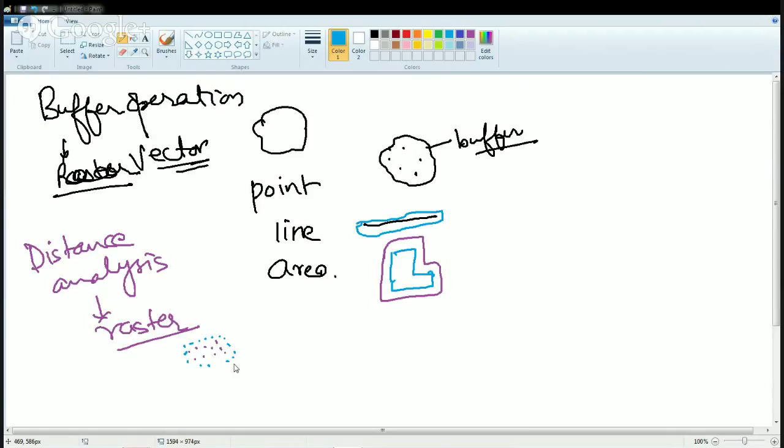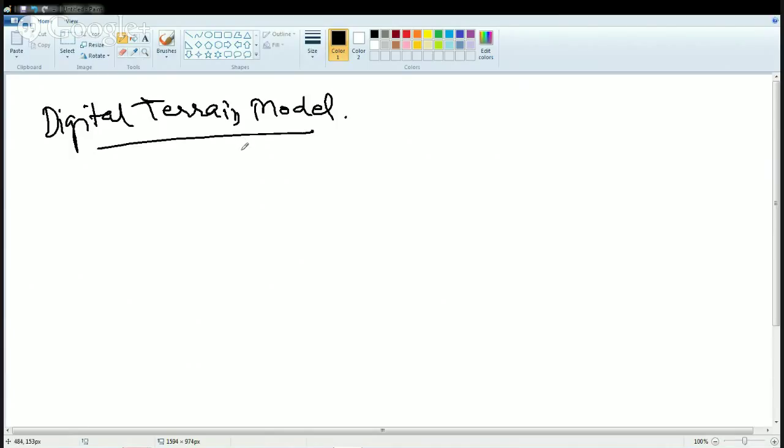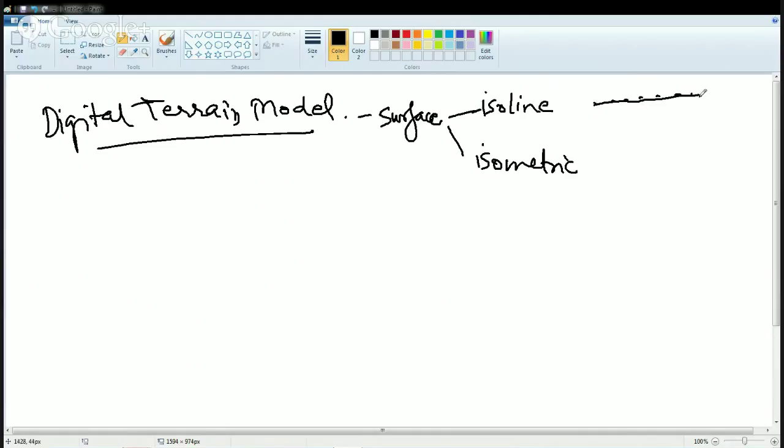Now a common thing to understand here is digital terrain model. That's an important concept while understanding GIS. What is digital terrain model? We talked about spatial analysis, we talked about modeling. So modeling is basically a decision support system. So with the digital terrain model, what we can do is, we can represent any surface. And when we are trying to represent a surface, we can do it in two forms. It can be in form of isoline, or it can be in form of isometric. Isoline is the equal values on the surface. So that is what is isoline. And isometric is a three-dimensional system or a terrain system.